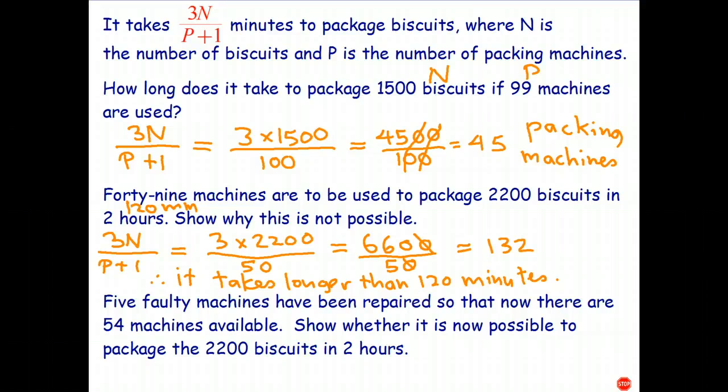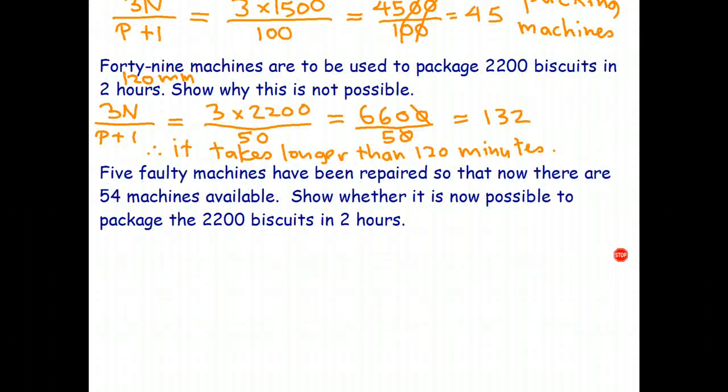Okay, last question. 5 faulty machines have been repaired, so now we have 50 machines.